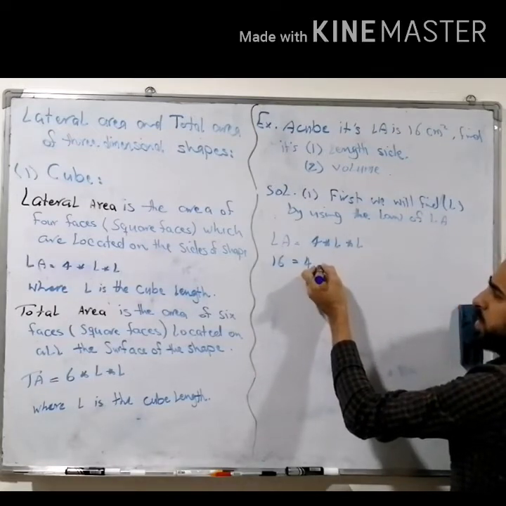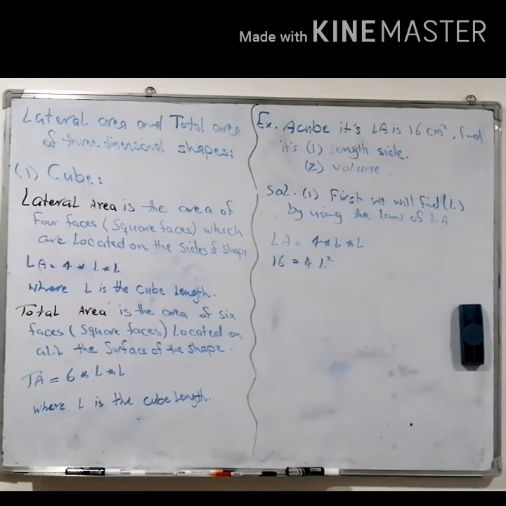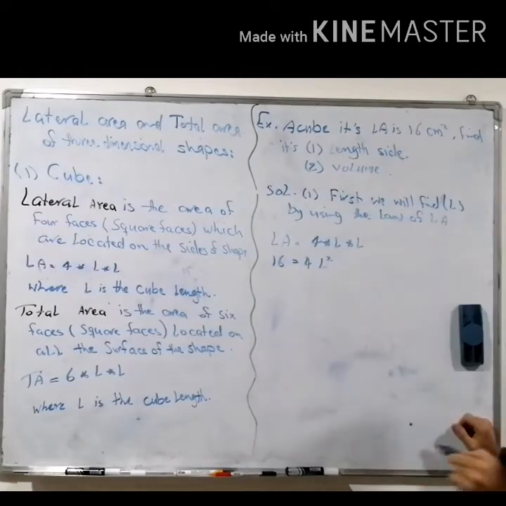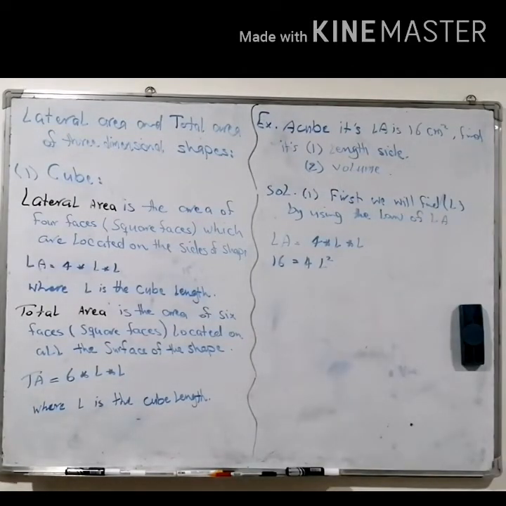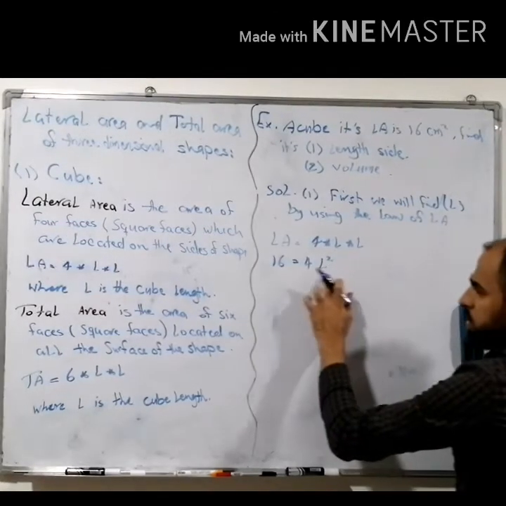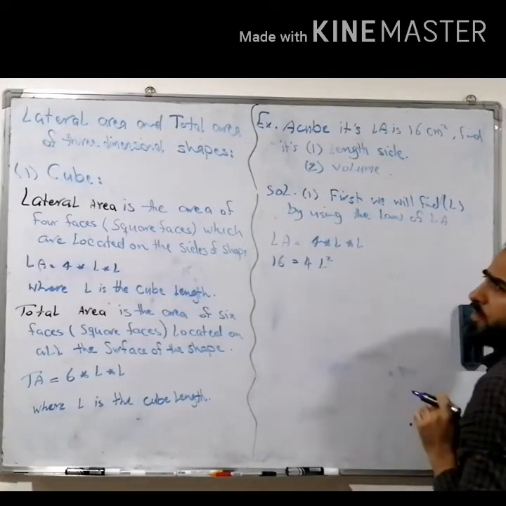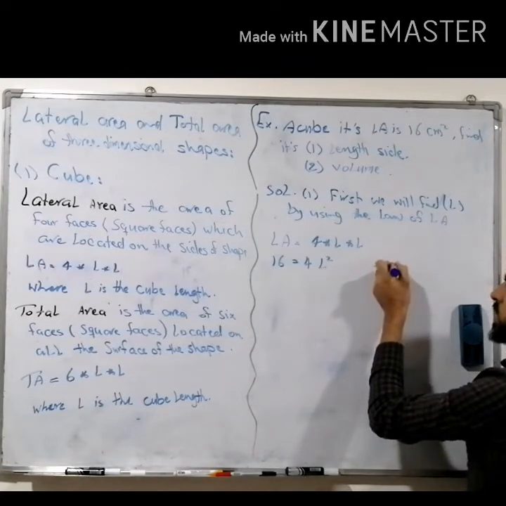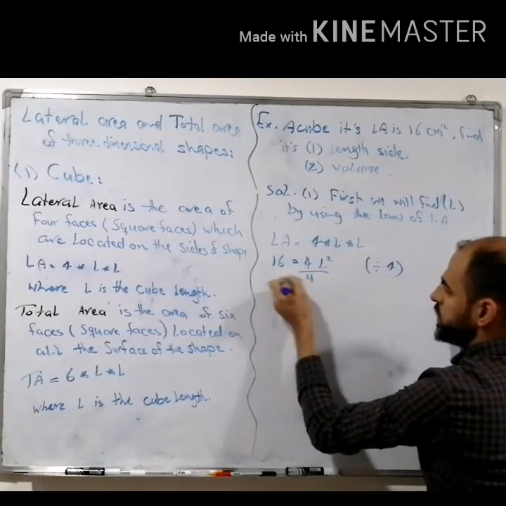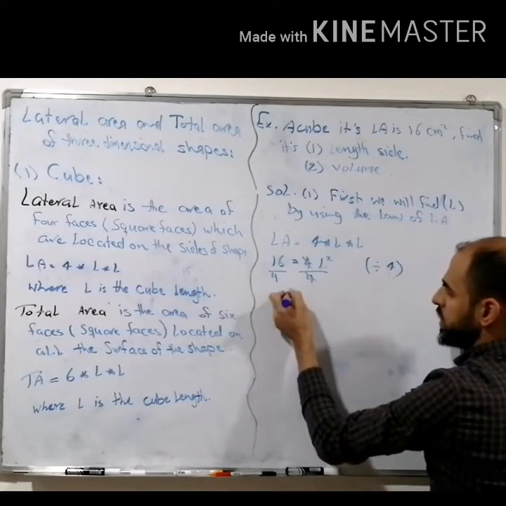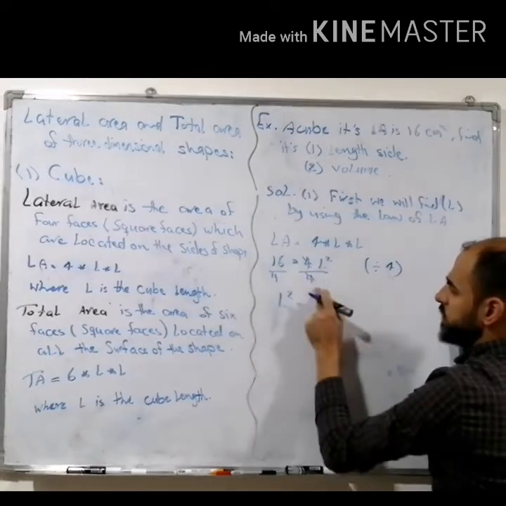Any variable or any number multiplying by itself becomes the number itself to the power 2. So here we have 16 equal 4 multiplying by L to the power 2. The variable here is L to the power 2. To find any unknown, we have to make it an equation, so we divide by the coefficient of the variable. Here we divide over 4 on both sides. Then L to the power 2 equals 16 over 4, which is 4.